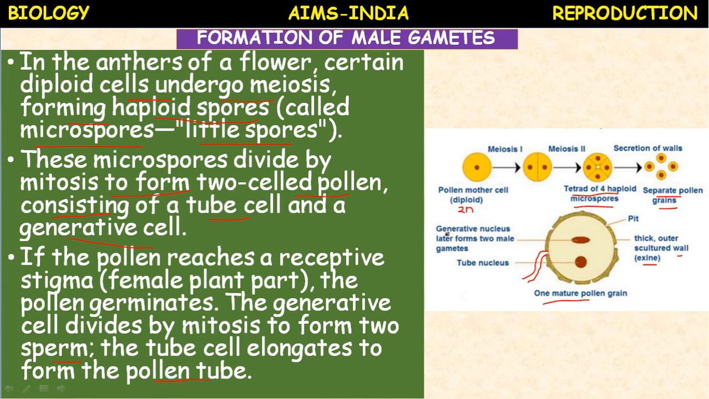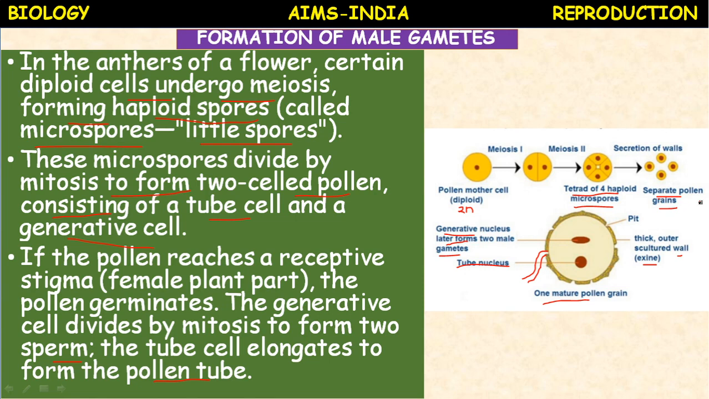So here, the generative nucleus later forms two male nuclei, male gametes, whereas the tube nucleus, or tube cell, we can say, develops into the pollen tube. The generative nucleus present in the generative cell breaks into two male gametes, two sperms. Okay children, so it's very simple.